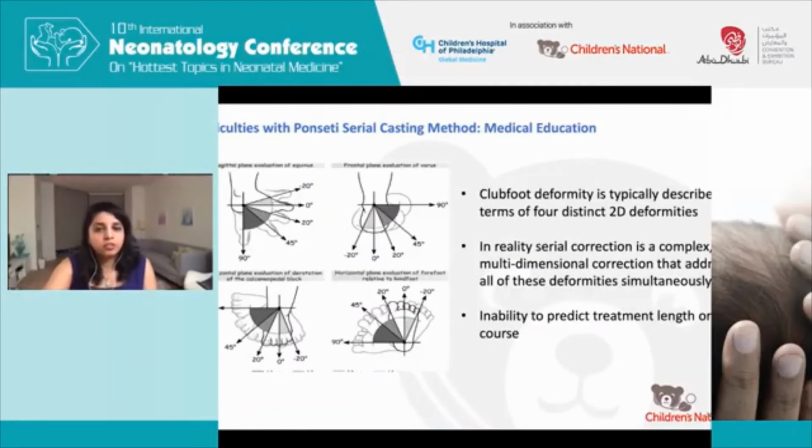And then fourth, there's a component of difficulties in medical education. So as you can see, it is a 3-dimensional deformity, but as we describe it and as we describe how flexible the foot is, we're actually scoring it on 2 dimensions, as you can see here. In reality, as we've seen, it's a 3-dimensional correction, and there isn't a way to predict how long the treatment will be or how responsive the child will be to treatment.